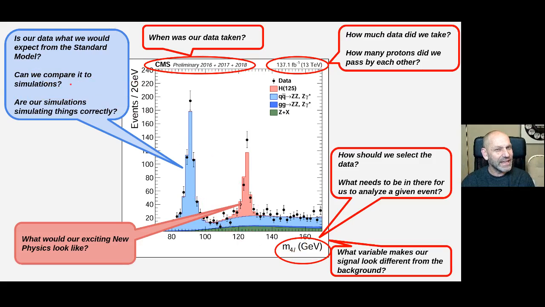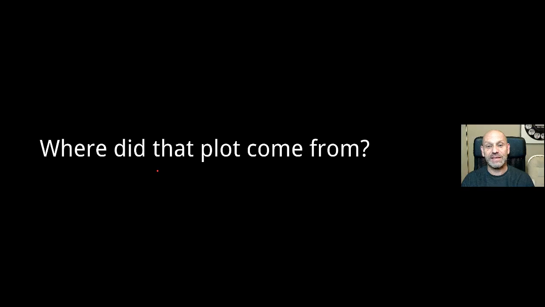And are our simulations simulating things correctly or close enough? And then, of course, what would our new physics look like here? So there's a lot wrapped up in this plot. There was a lot of steps to get to this point. So where did that plot come from?